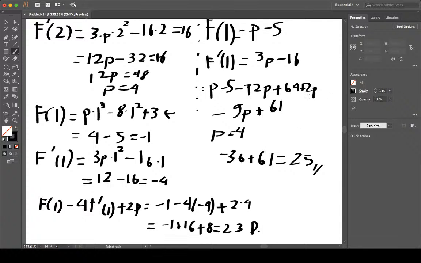I accidentally added up this part here, which is not part of the expression. Let me just erase this. There we go. So in fact, this would be minus 59 plus 59. Sorry, plus 59. That would mean it's 23.